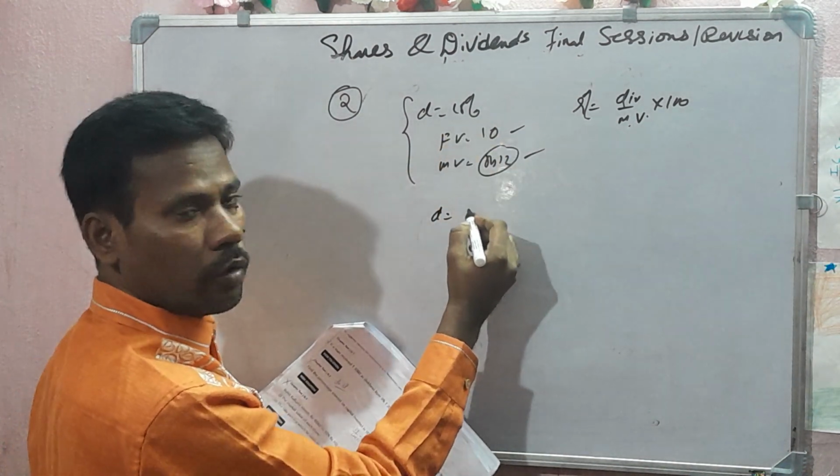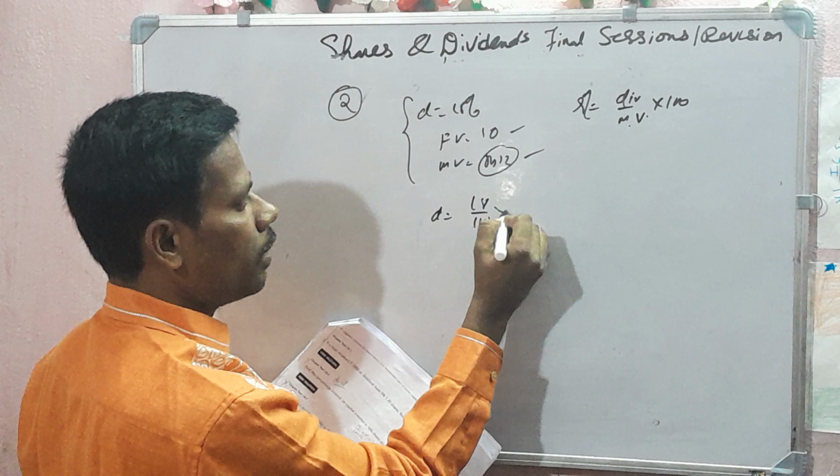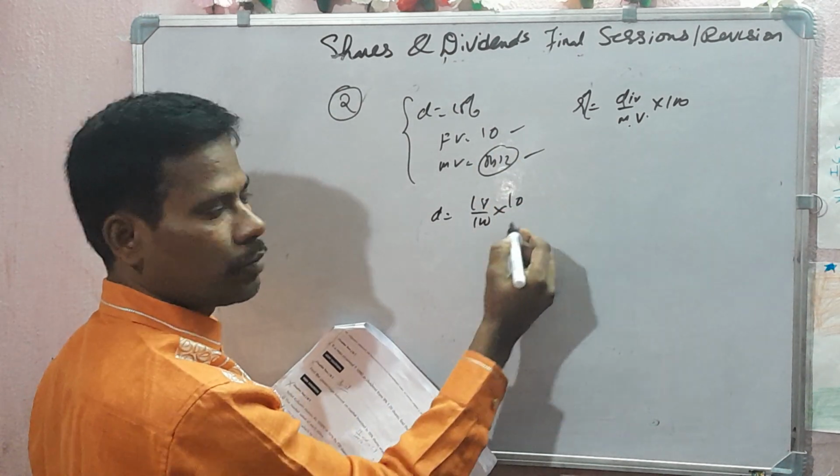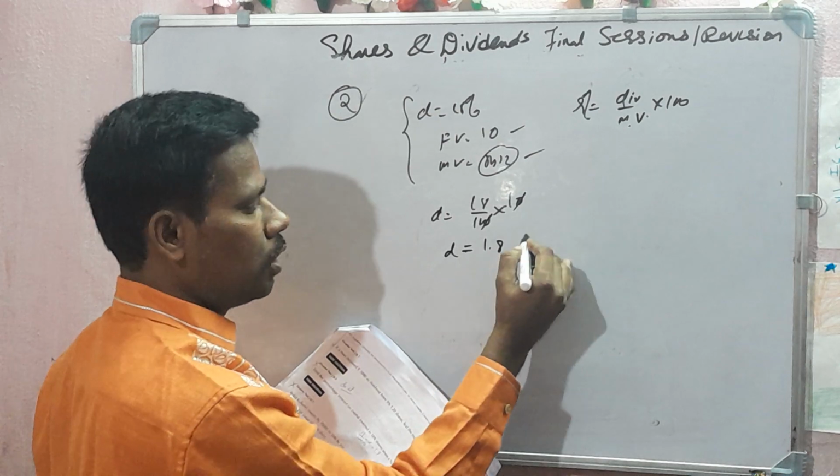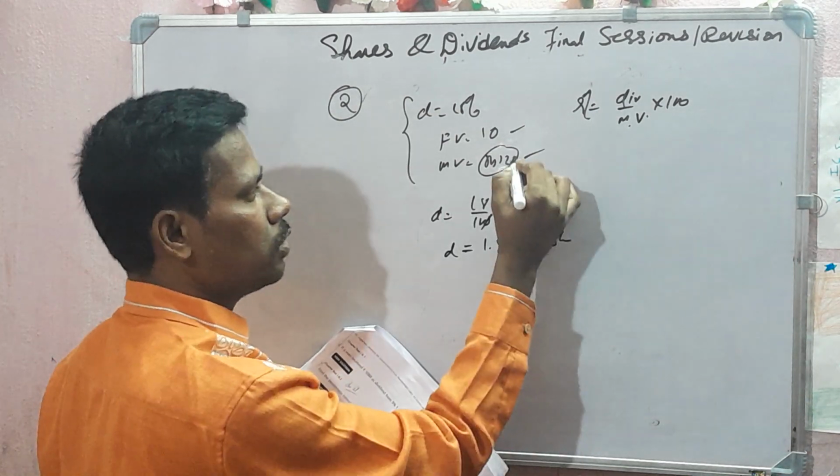What is the meaning of this? Go for basics. 18 by 100 into face value, which is 10. 10 ones are 10. So D is equal to 1.8. This is per share. This is also per share.